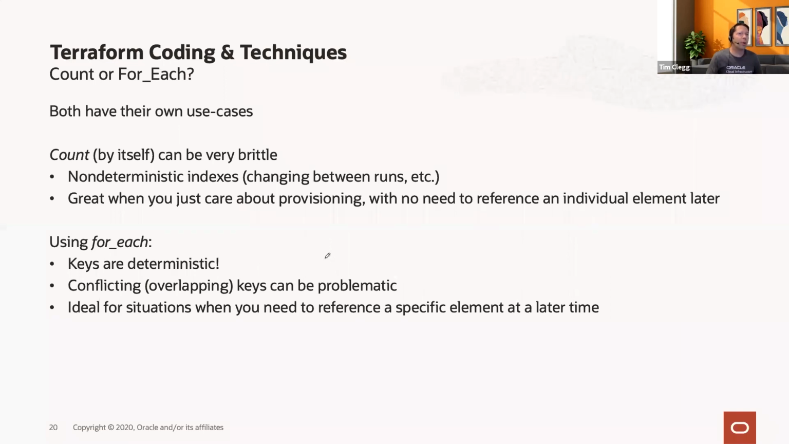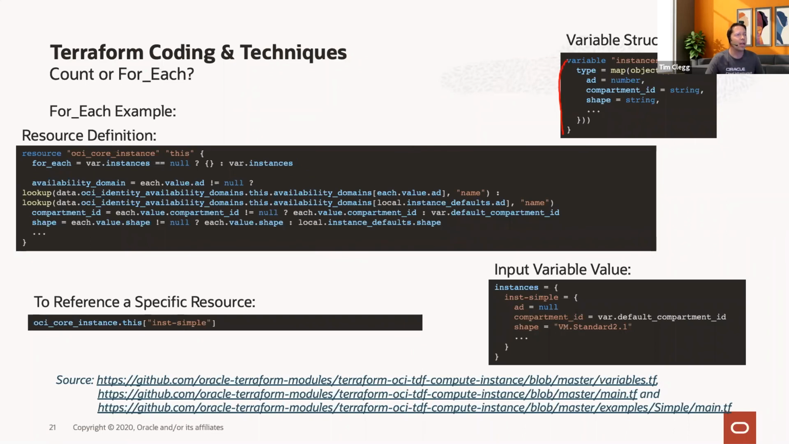Now, here's an example where we've got a variable defined in our code. You can see the resource definition and how it's used. We're using for each in this example. And then we have the user provided data, where we have a key here of inst simple. And then the reference of that is very simple. It's very clean and straightforward. The kicker here is, again, if I have multiple instances, I need to have inst simple 1, inst simple 2, inst simple 3, and so on. You really need to make sure that unique and specific keys are used.